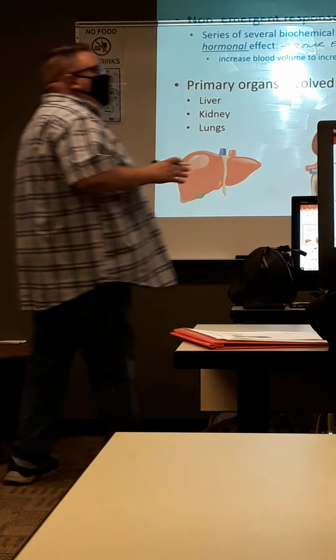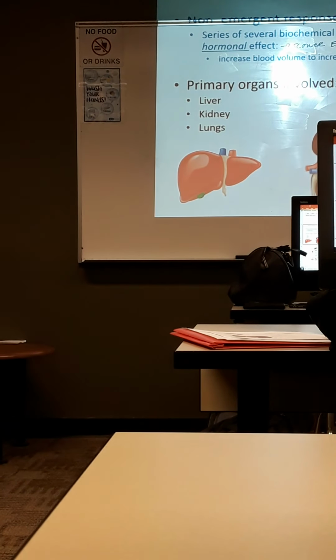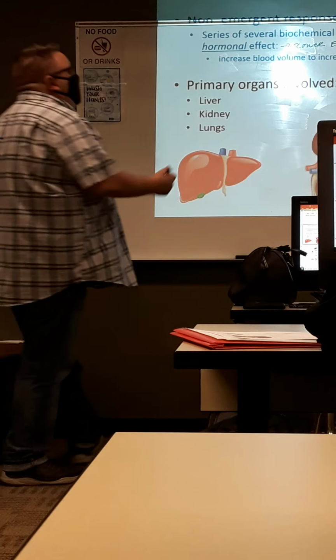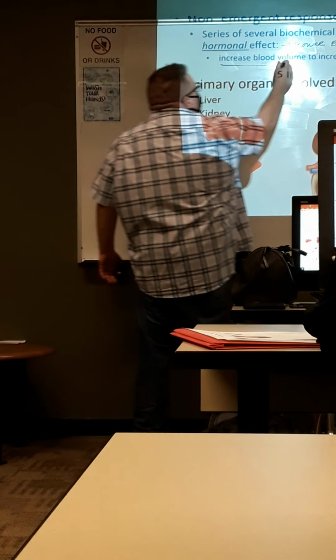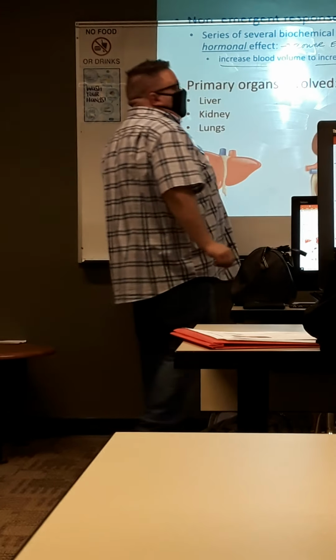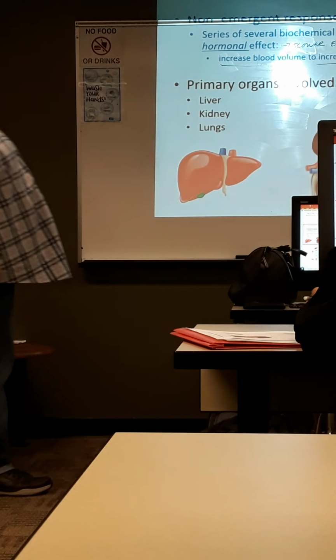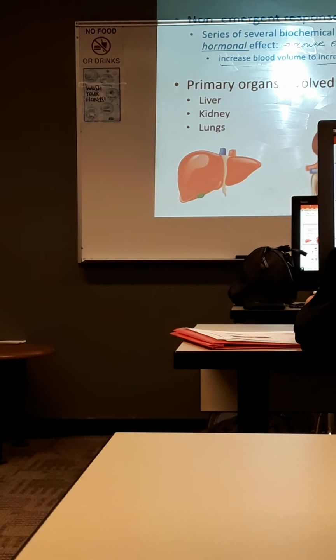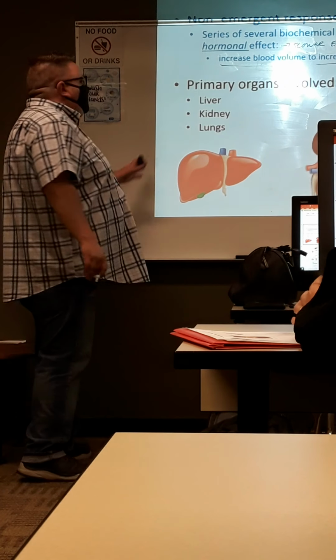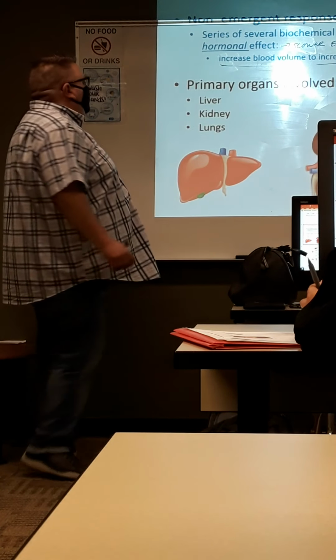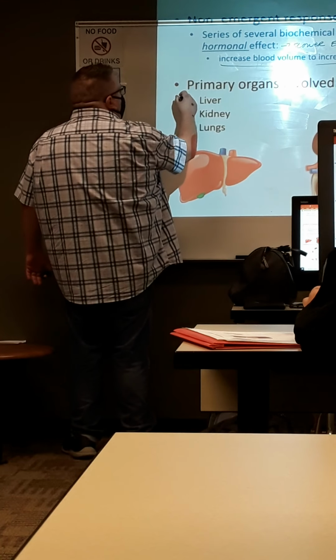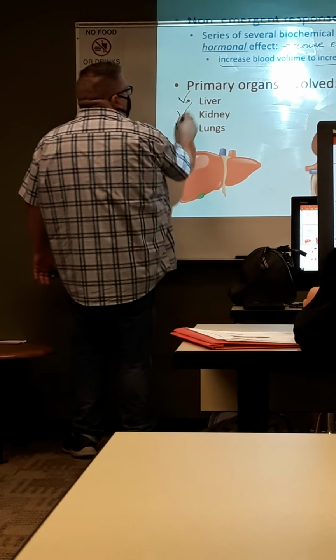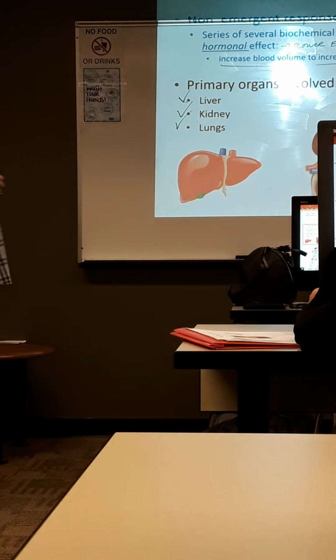Slower effect because hormones take longer to work than neurons and neurotransmitters. Okay? So the goal here is to increase blood volume in order to increase blood pressure. We'll work through the next slide to show you how that works. Now the organs involved are organs that you might not think would be involved. Your liver, kidney, and lungs. Okay?